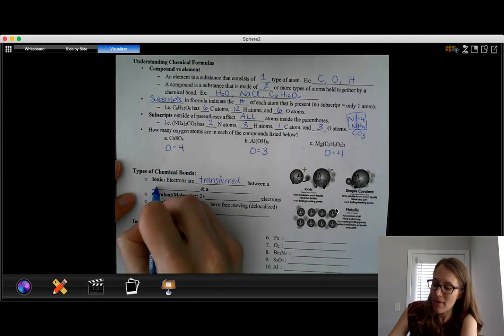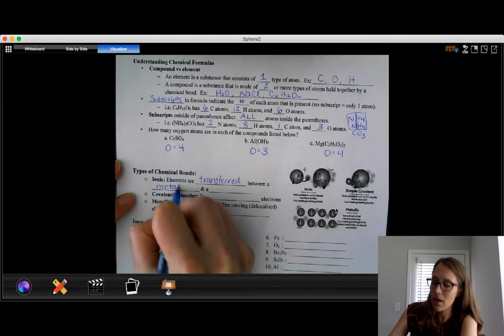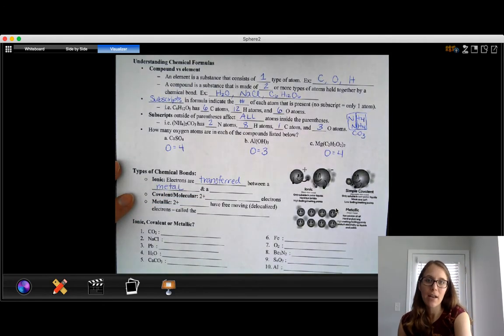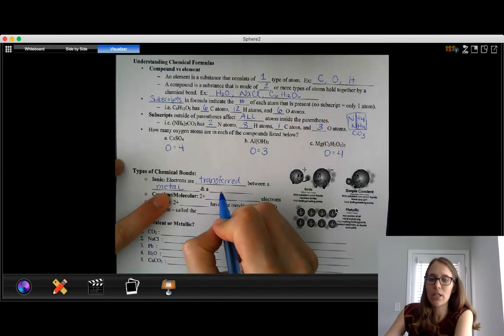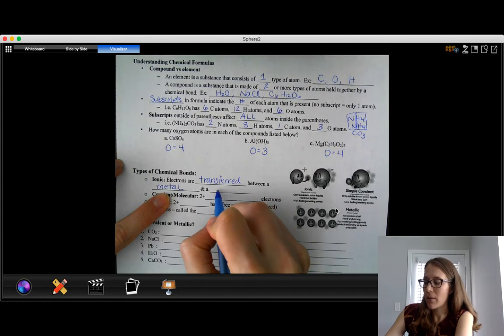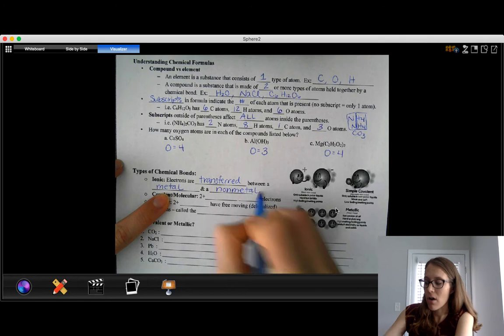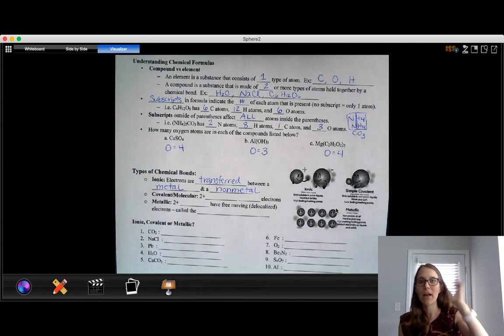This happens when we have a metal. Metals are located on the left side of the periodic table. Remember that metals want to lose electrons to become like noble gases to get the octet. And so if I have one element that's willing to lose electrons, I want another element that's willing to take them. And the elements that will take electrons are nonmetals. So if I have a metal and a nonmetal, I have an ionic bond.